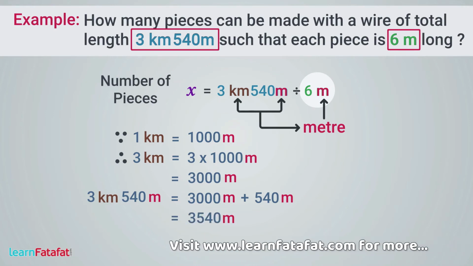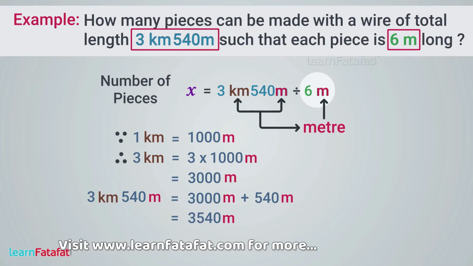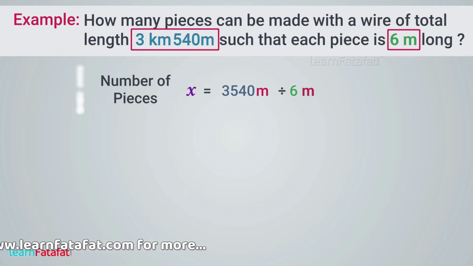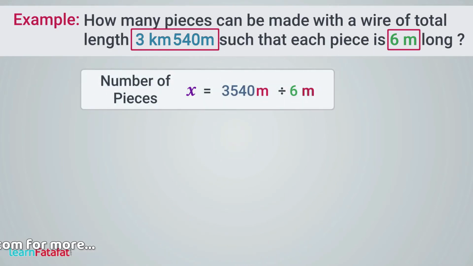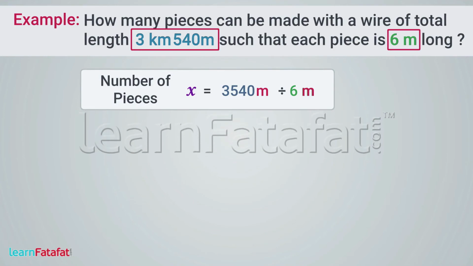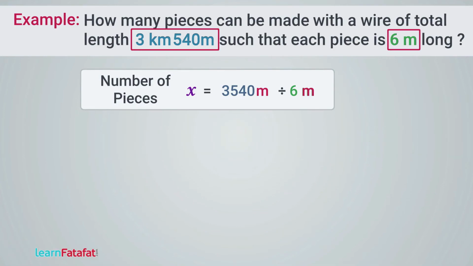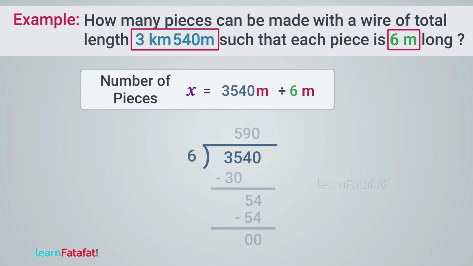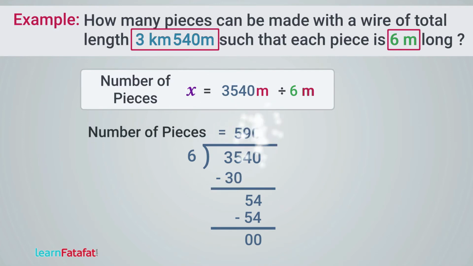Now we have similar units, so we can write number of pieces x equals to 3540 meter divided by 6 meter. If we divide 3540 by 6, then the answer will be 590. It means that number of pieces is equals to 590.